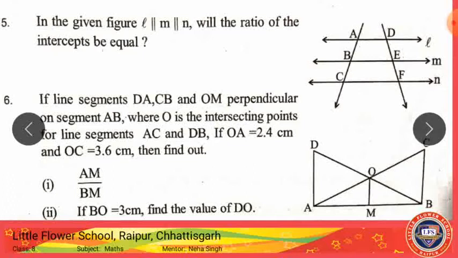Now the last question, the sixth. If line segments DA, CB and OM are perpendicular to the line AB, and O is the intersecting point of the line segments AC and DB, the values of OA and OC are given. What you need to find? See, OA and OC are intercepts. These three are parallel lines. This is the transversal, and this will be the intercept. Similarly, this is also a transversal, and this will be the intercept.